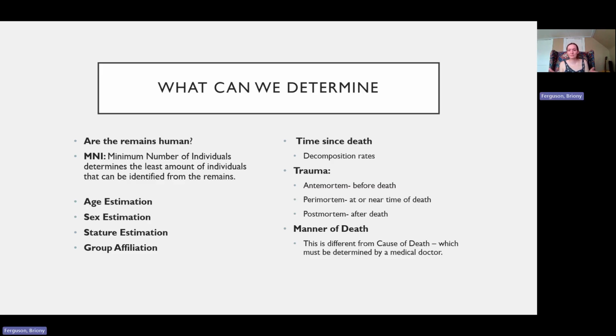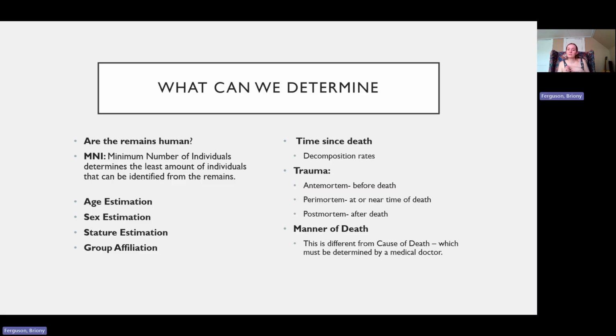So it really doesn't play much of a part in helping us decide who this person might be, unless it is something more pathological in nature. So maybe this person has had a hip replacement or a knee replacement. You can see where that has healed around it. And that might help if you can get a hold of any medical records to double check and narrow down your list of missing persons.